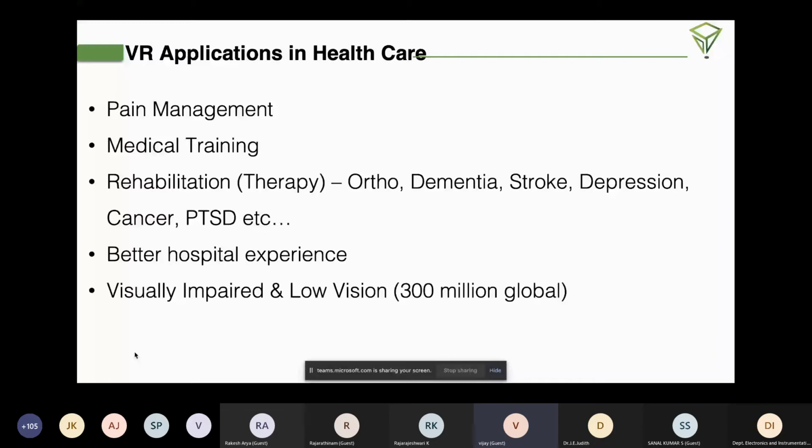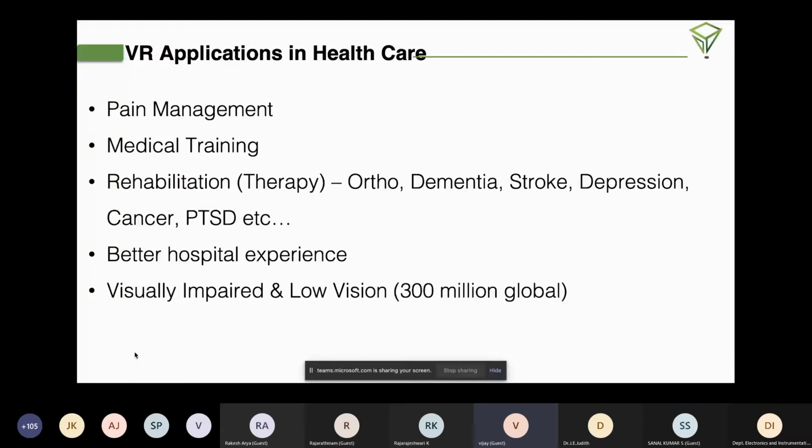Rehabilitation therapy is the area that we as a company have been doing a lot of research in, and we are going to come out with some products in stroke rehabilitation and MSK. MSK stands for musculoskeletal, which is ortho. Great, so we do that. We have also done a lot of research in ophthalmology, especially the low vision area. So we did a lot of work with Shankara Netralaya.